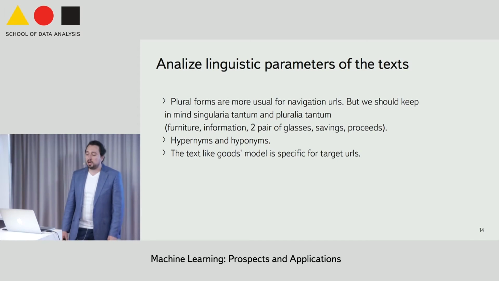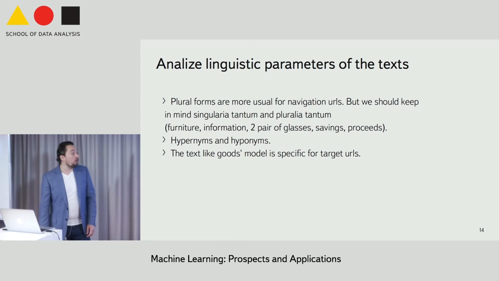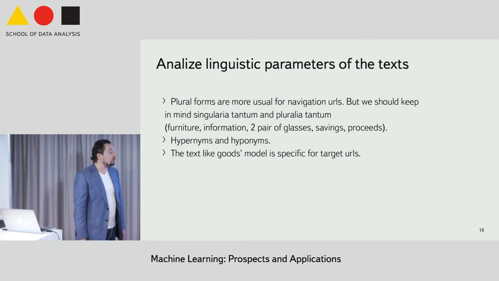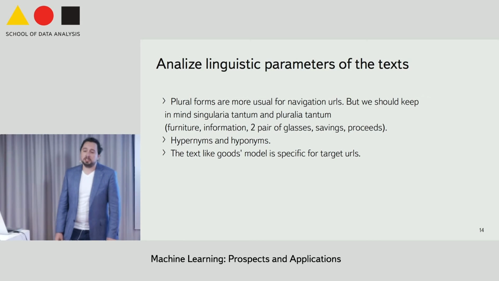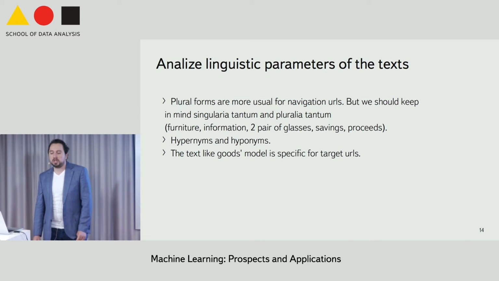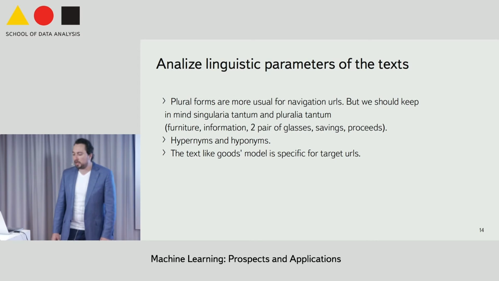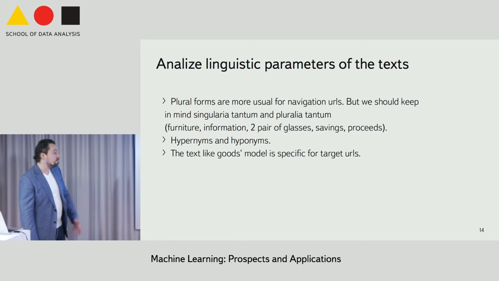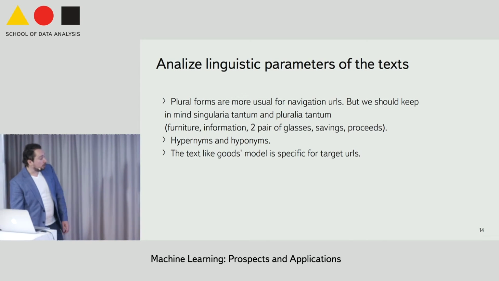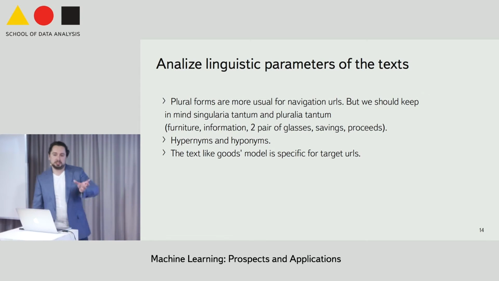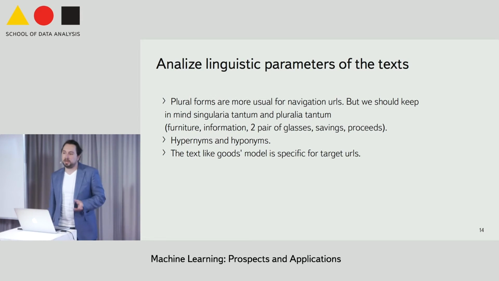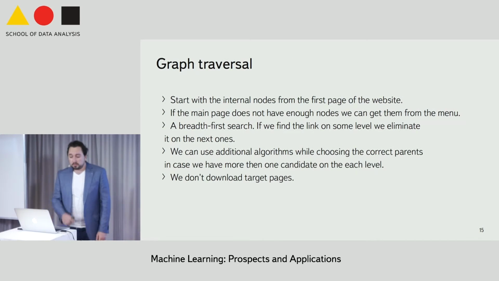Plural forms are more usual for navigation URLs, but we should keep in mind that we have plurale tantum and singulare tantum. We can use hyponyms and hypernyms, and if something looks like a model, maybe has a brand or model part after the brand, or name of the good before the brand, usually it will be a target URL.